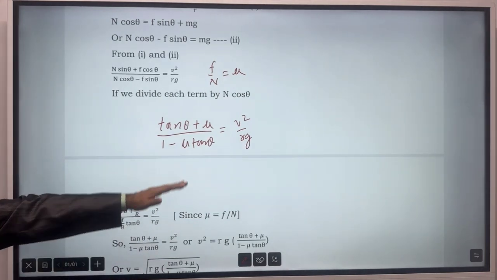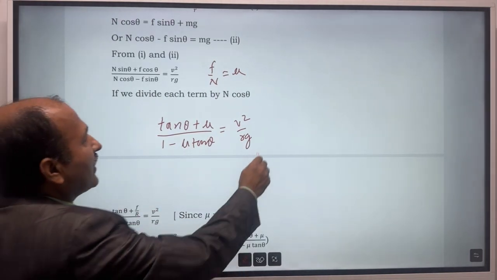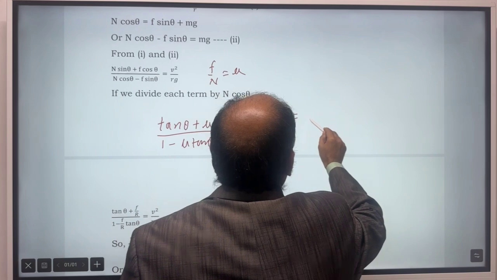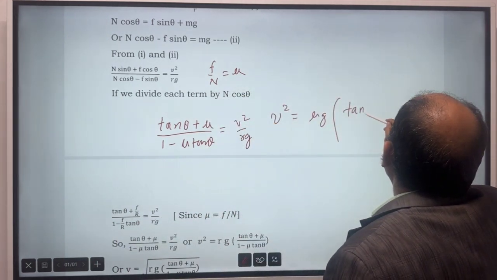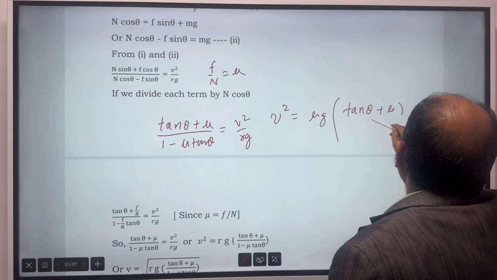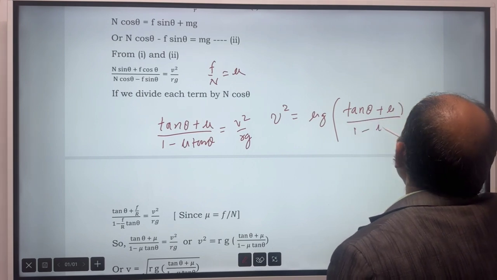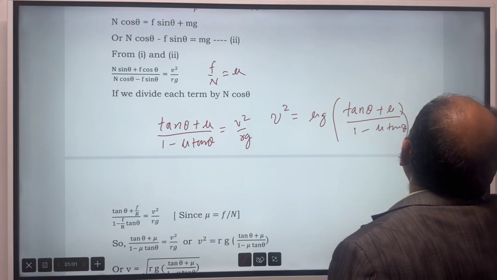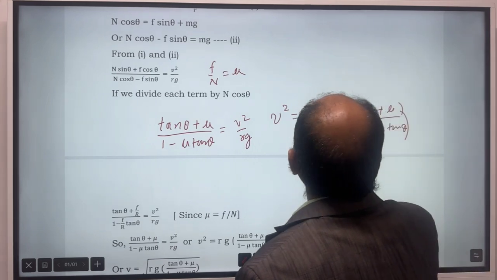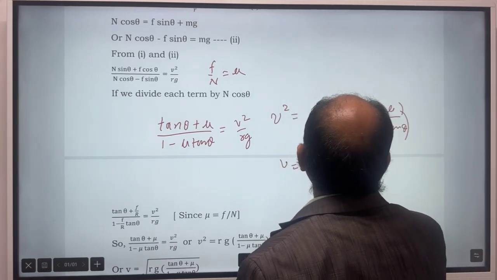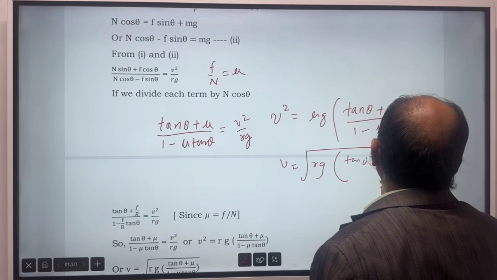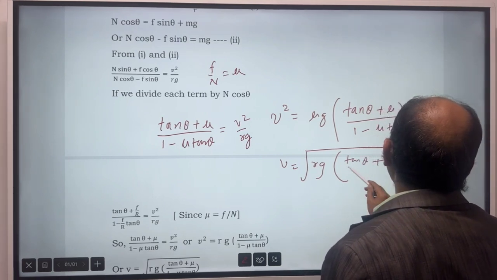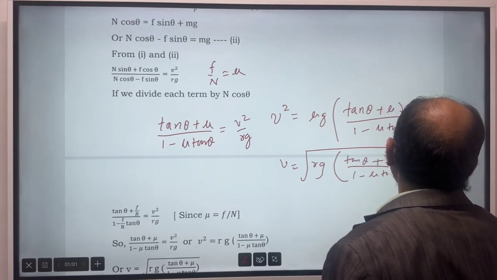So we have got the relation. Our concern is to get velocity. So v square will be rg times this value, tan theta plus mu divided by 1 minus mu tan theta. Now from here we can write the relation of velocity: v will be the square root of rg times tan theta plus mu divided by 1 minus mu tan theta.